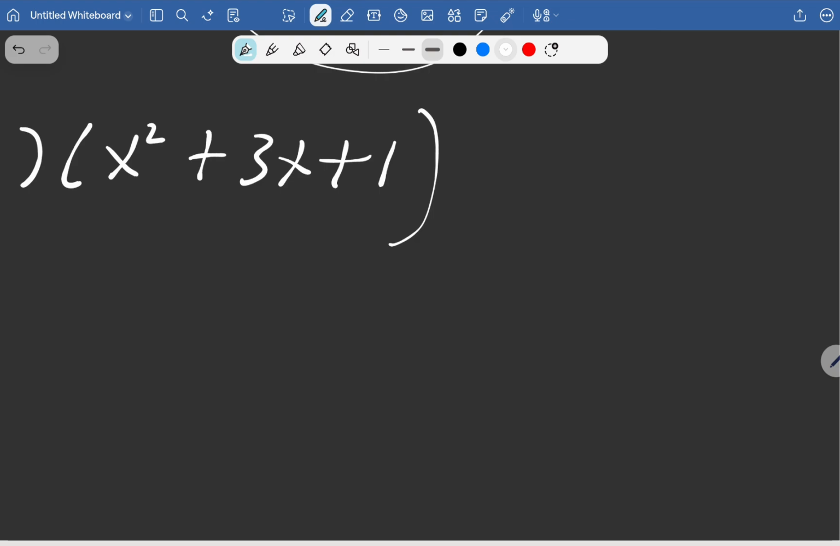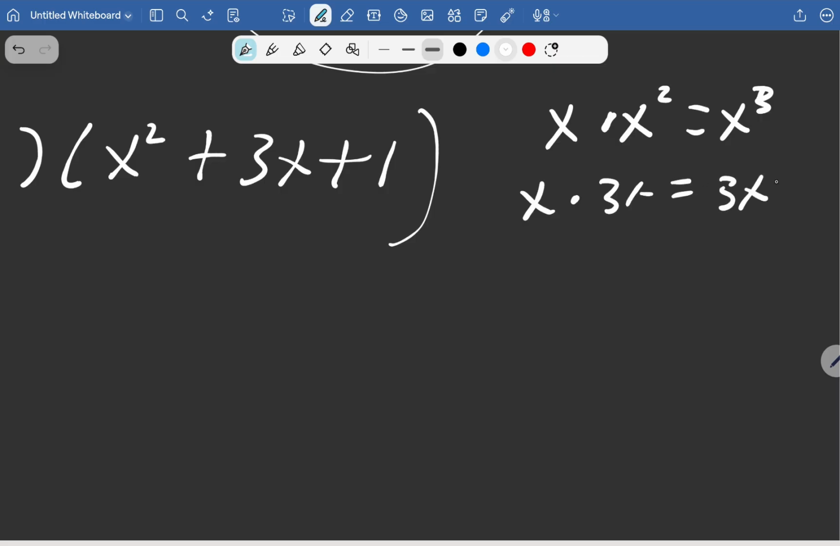The area method. So we're going to do x times x squared. This time it's going to be 2 plus 1, so that'll be x cubed. Then x times 3x equals 3x squared. Then x times 1 equals x.